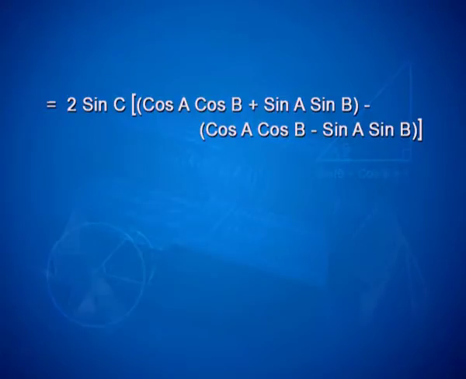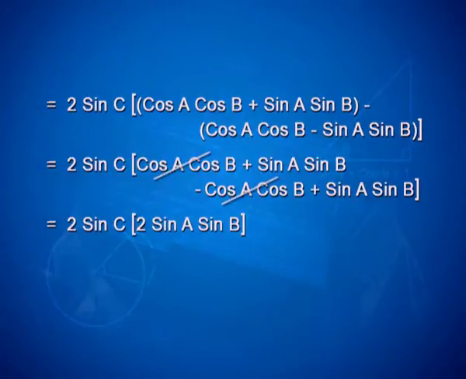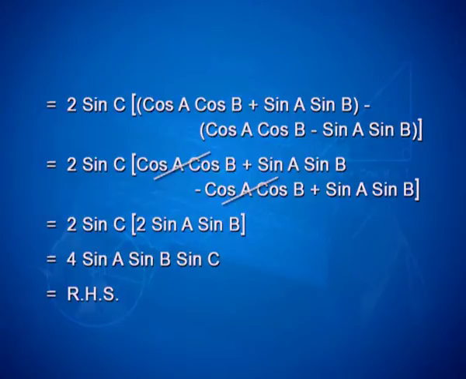On opening the brackets, we can simplify this as 2 sin c into [cos a cos b plus sin a sin b minus cos a cos b plus sin a sin b]. Now, you can see cos a cos b having opposite signs, they get cancelled and we get 2 sin c into 2 sin a sin b, and thus we can write this as 4 into sin a into sin b into sin c, that is nothing but the RHS.